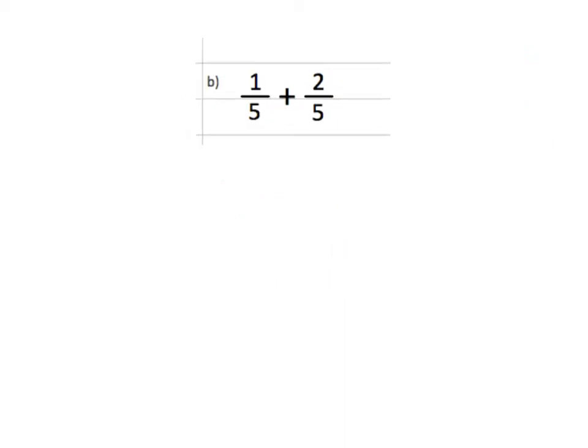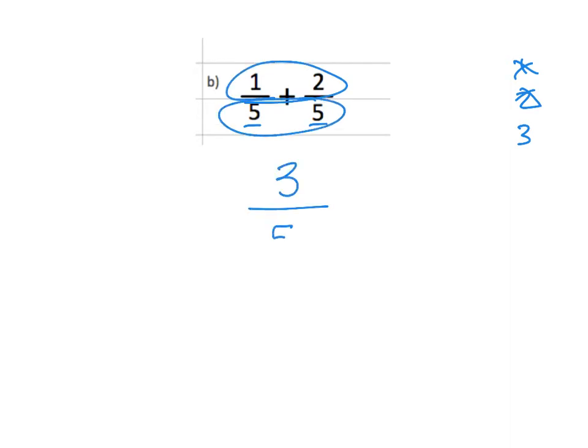Now, let's do another one. Steps 1, 2, and 3. 1 is done because we have common denominators. 2, we're going to add. 1 plus 2 is 3. Denominators stay the same. We're done with step 2. Step 3, is it in simplest form? Yes, it is. Another easy one.